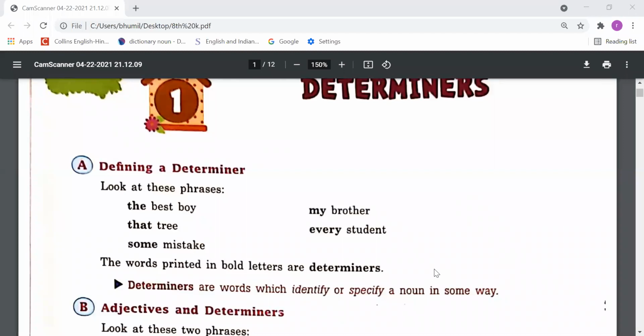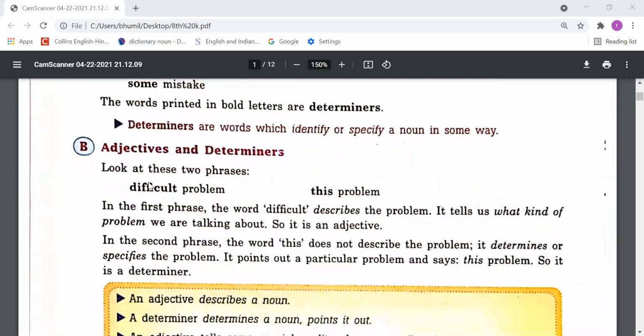So we call those words determiners which determine that I am talking about this word, this person, this thing, right? So those words are called determiners. Let's understand the differences between adjectives and determiners.